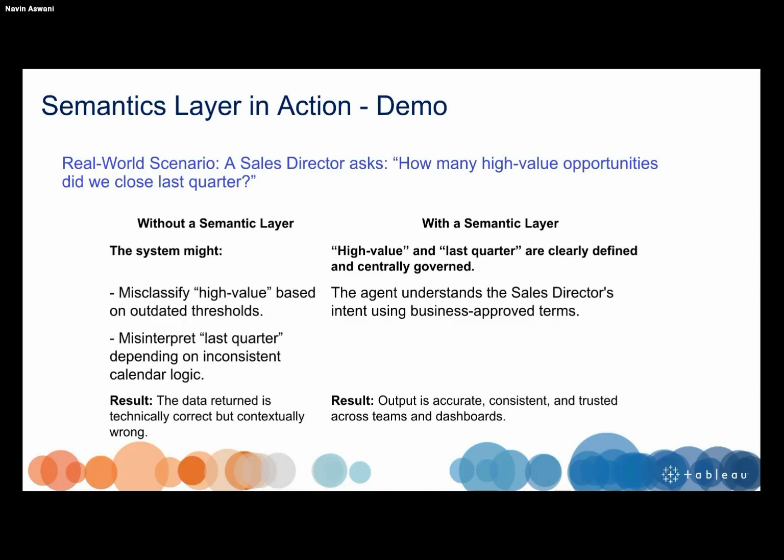Currently, if we do not have a semantics layer, like a traditional method, what we can understand is that in an organization there might be a different definition between your technical team and business team. On the left hand side, as we can see, the system might misclassify high value based on outdated thresholds. Someone will say it is more than 50,000, someone will say it is less than 50,000, or maybe some other figure. And they can also misinterpret what last quarter means, and which field it depends upon.